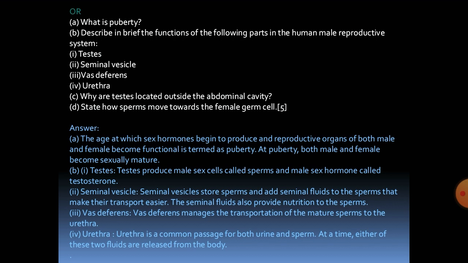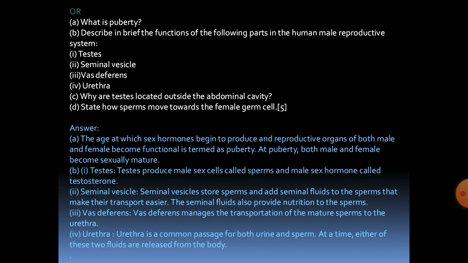Next is, why are testes located outside the abdominal cavity? Testes are located outside the abdominal cavity because here the sperm formation takes place, and the sperm formation requires 2 to 3 degrees temperature less than the body temperature. So the testes are always located outside the abdominal cavity.